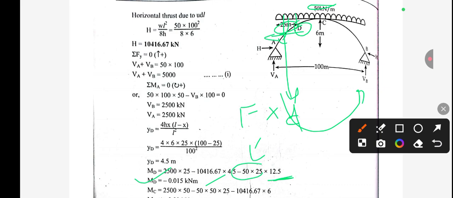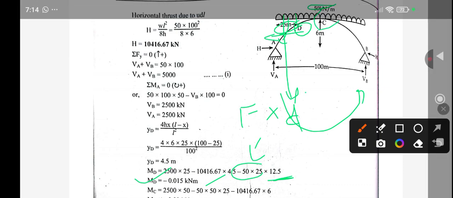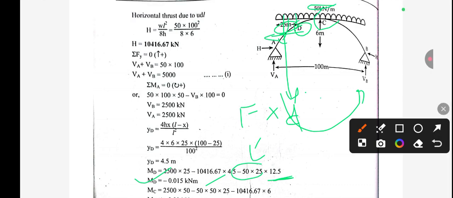Similarly, for the moment at C, we need to calculate the moment at point C. For this you can see here, this VA, that is 2500, will be acting at a distance of 50 meter. So for moment at C, we can just use the value of VA into half of this 50. So VA is 2500 into 50, and this is clockwise, so it is taken positive.